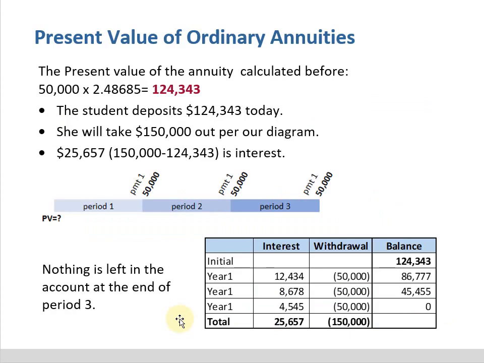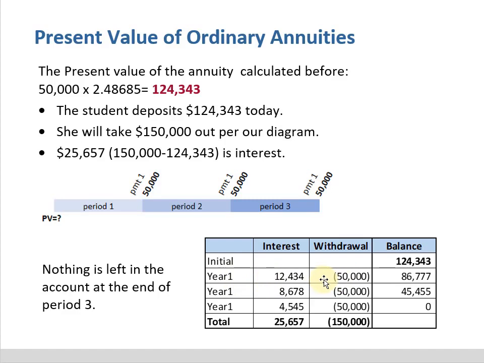We can prove our answer by doing a little amortization schedule like I have here. So here's the initial deposit that the student would make today. During year 1, that deposit would earn 10% interest. So 10% times 124,343 is, of course, 12,434. That gets added to the account.